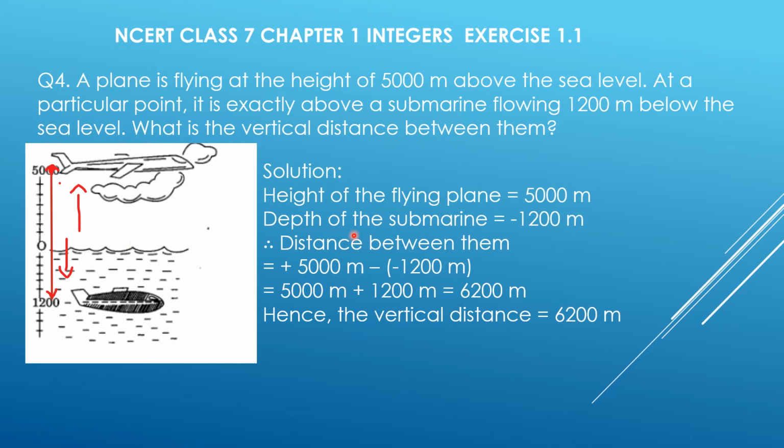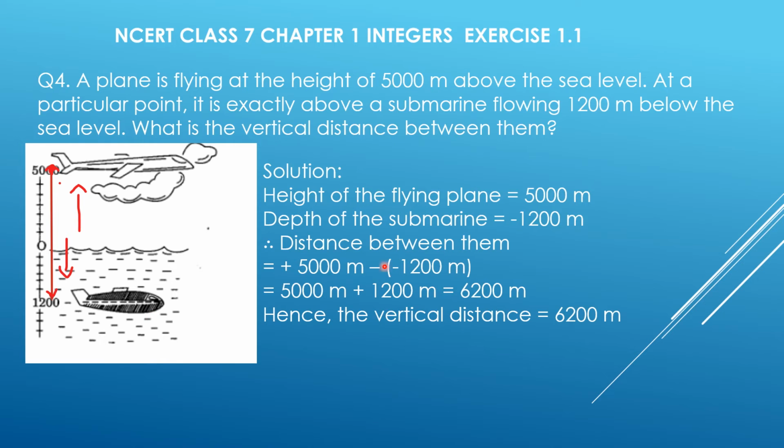So let us solve this. Write down from the question: height of the flying plane is equal to 5000 meter, and the depth of the submarine is minus 1200 meter. Compare with the number line: the integer which is above 0 is positive, and the integer below 0 is negative, that is minus 1200 meter.